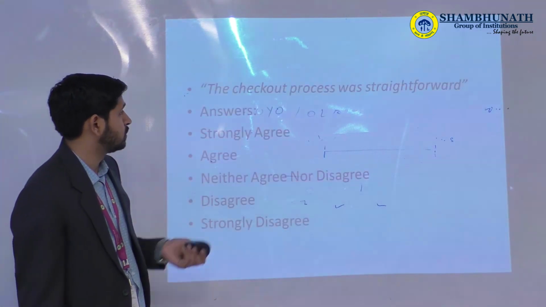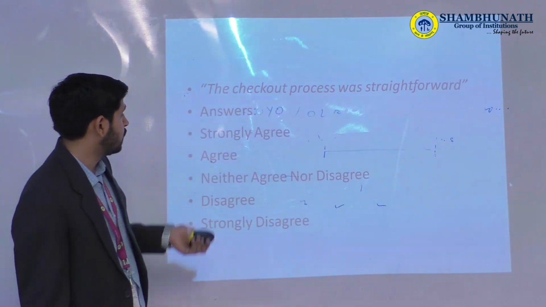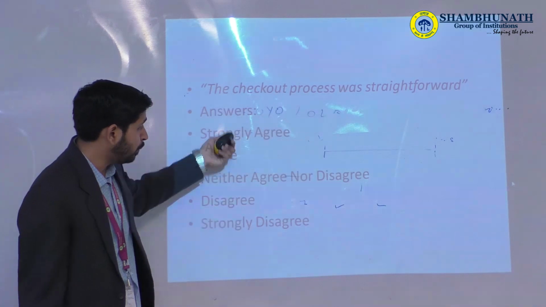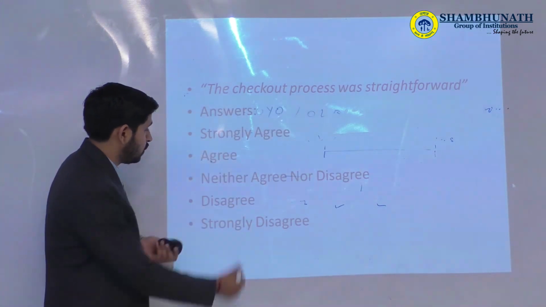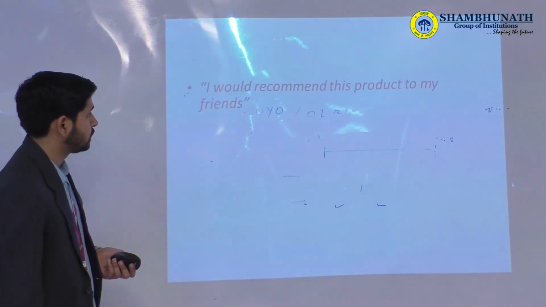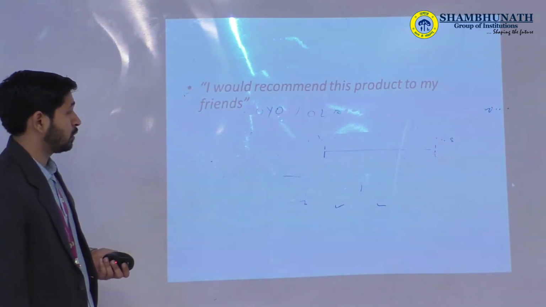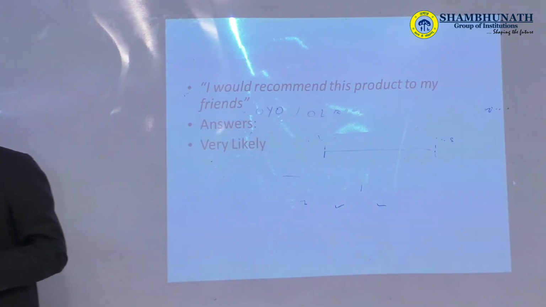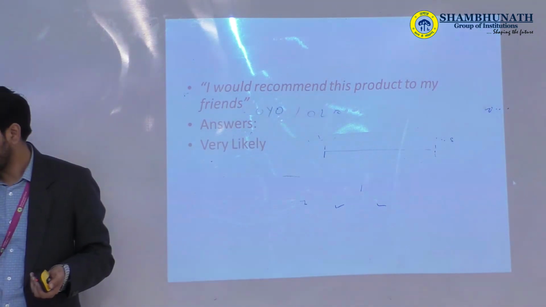Check out the process was straightforward, strongly agree to strongly disagree. This is an example of a 5-point Likert scale with a center option of neither agree nor disagree. I would recommend this product to my friend, so whether you recommend this product to your friend or not.